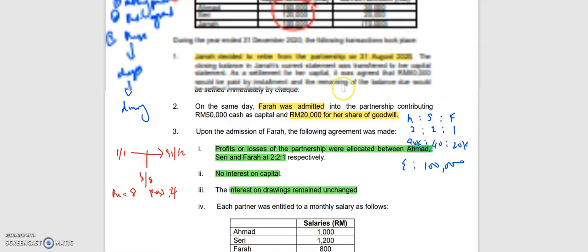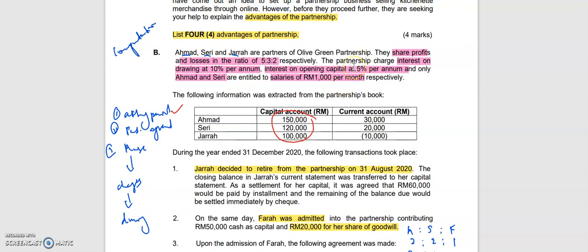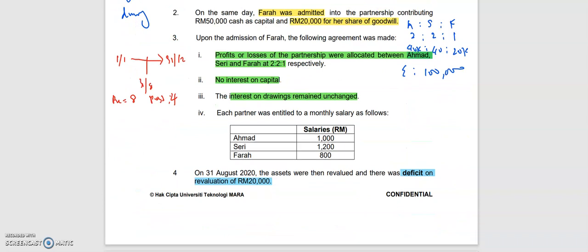Remain unchanged meaning what? You will use the rate during the pre-period. How much? 10%. So you will still need to calculate for interest on drawing, which is 10% per annum. And then as for the salary, okay, each partner was entitled, but at different amounts or rates. So Ahmad will receive 1,000 per month. Seri will receive 1,200 and Farah will get 800.